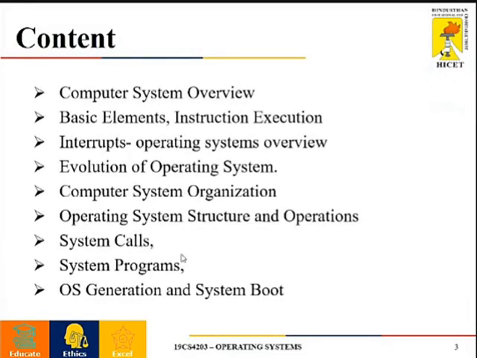These are the various topics that are covered under unit number 1 in the operating systems. They are listed as follows: computer system overview, basic elements, instruction execution, interrupts, operating systems overview, evolution of operating system, computer system organization, operating system structure and operations, system calls, system programs, OS generation, and system boot. So these are the various topics that are covered in unit number 1.